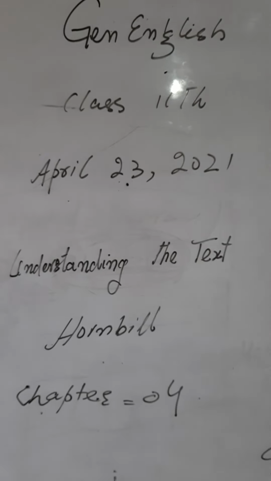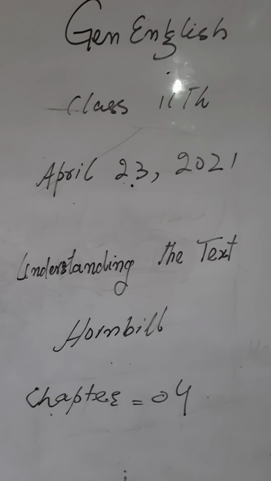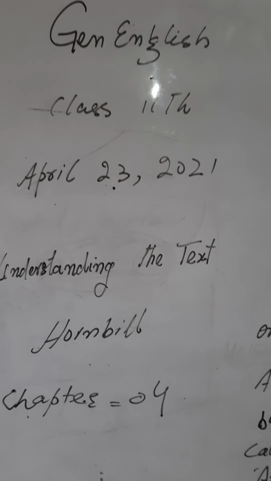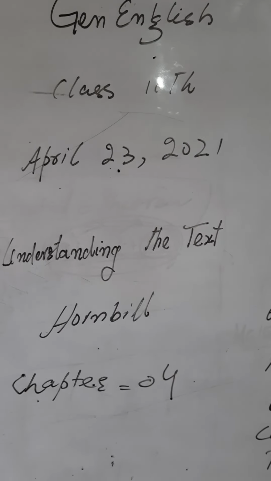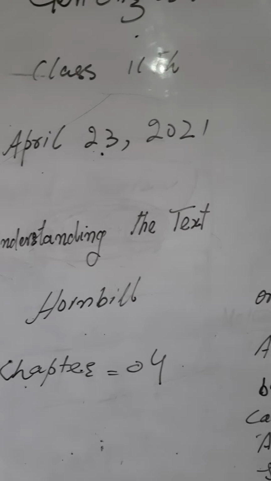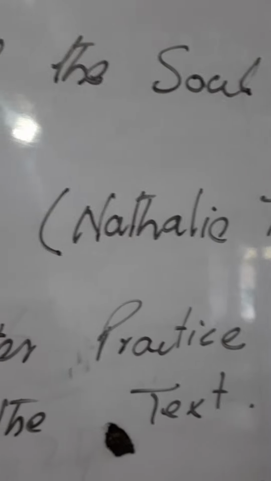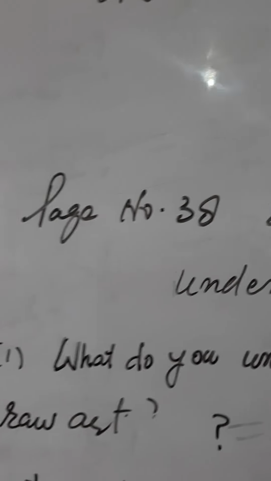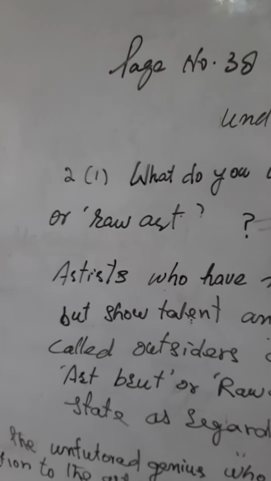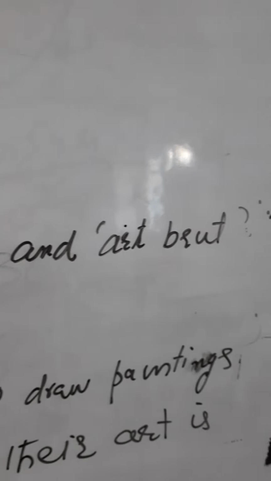Here I am with the chapter, The Landscape of the Soul, which I have taught in a very detailed manner in the classroom, and we are doing the exercise at the end of the chapter. It is on page number 38, question number 2, titled Understanding the Text. Dear students, the lesson is by Nadali Trau Rai, and in it she makes a difference between Asian art and that of European art. Since we are doing question number 2 on page number 38 today, the question is, what do you understand by the terms outsider art and art brut?